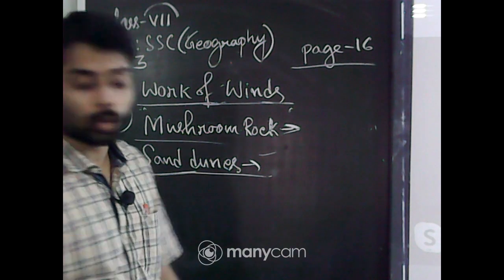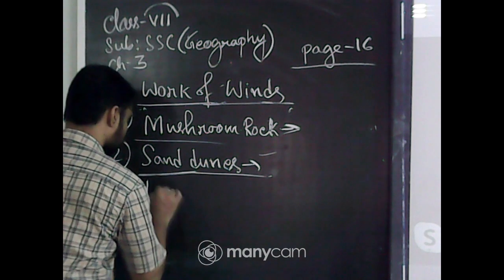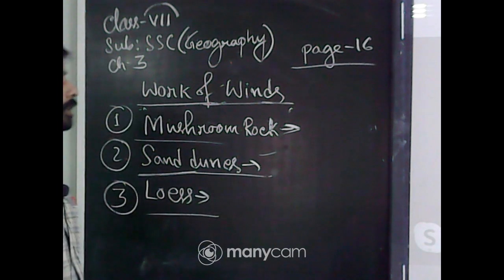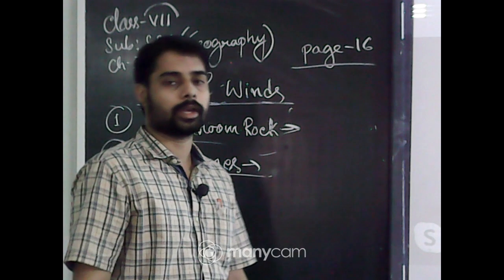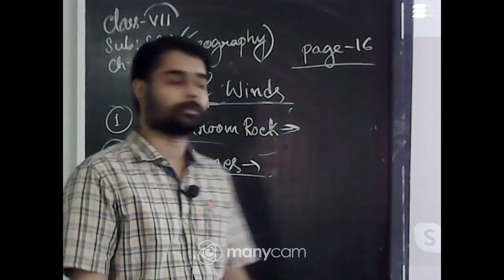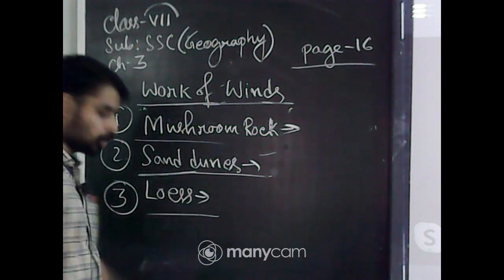Number 3, another landform created by the wind, it is the loess. You can see sand dunes in the deserts of Sahara, Gobi, as well as Thar. Now, what is loess?